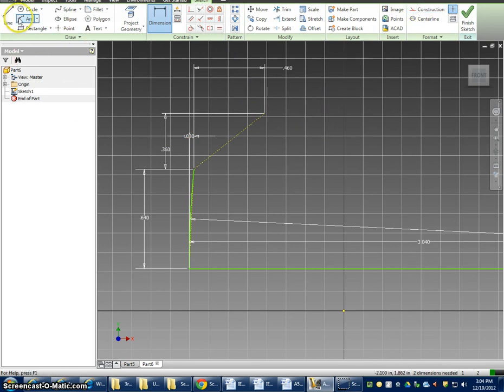Turn off construction, build an arc. All the jokes that I can think of come to mind here. Yes, just insert bad joke here.